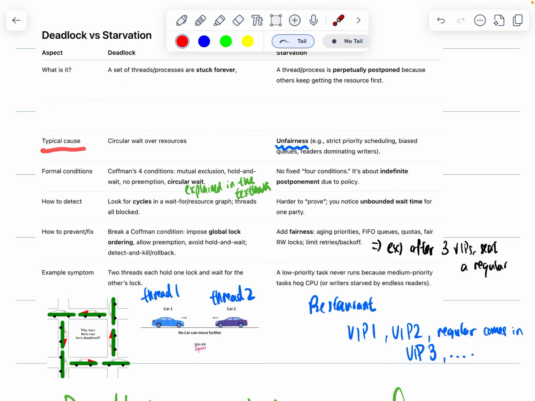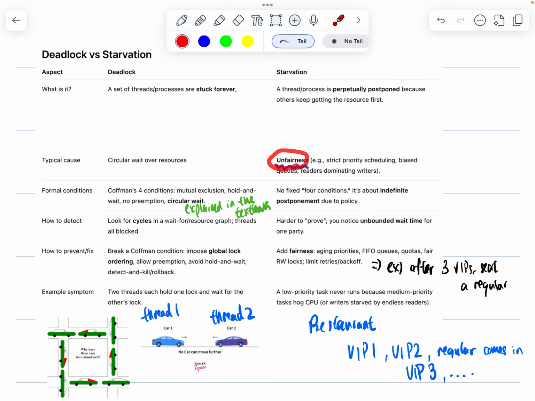So the typical cause of deadlock is circular wait over resources. Starvation, on the other end, is bad policy, like unfairness. Like if you have strict priority scheduling, biased queues, or readers dominating writers, etc. The formal conditions for deadlock to happen are Coffman's four conditions: mutual exclusion, hold and wait, no preemption, circular wait, all of which are explained in the textbook. I encourage you guys to read it. On the other hand, starvation has no fixed condition. It's about indefinite postponement due to bad policy.